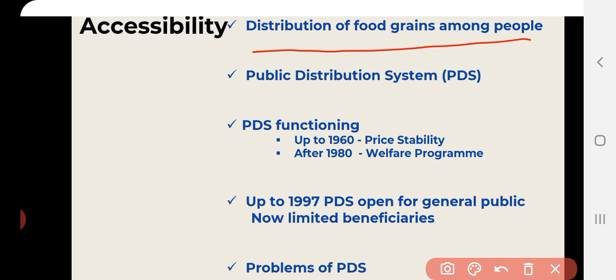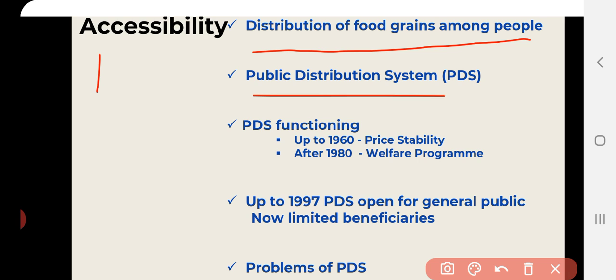But what about the poor people? In order to make an access of food grains to the poor people, the government initiated the system that is known as public distribution system, that is rationing shops. We all are aware with this particular concept, rationing shops.